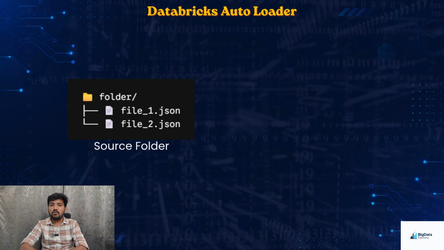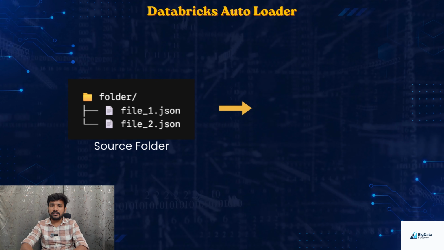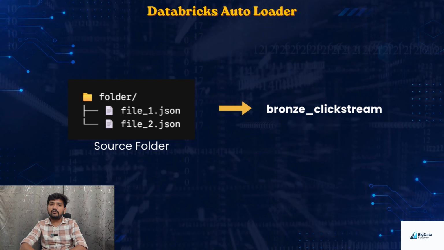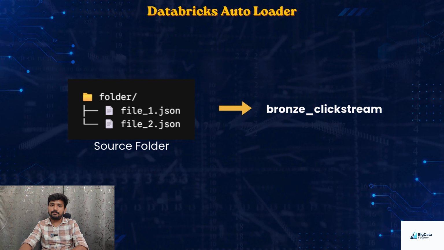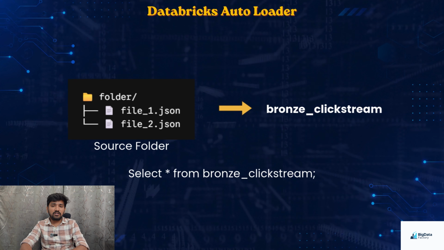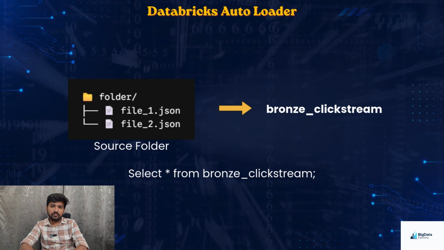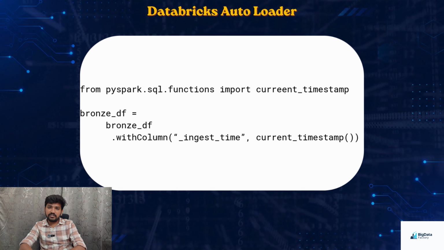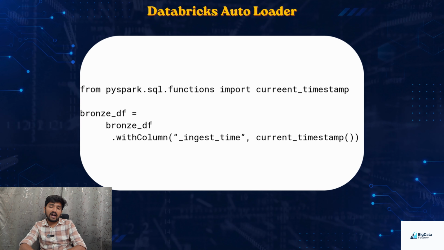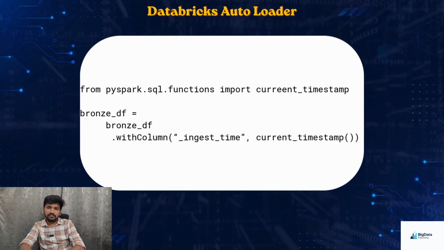Now let's say we run this for the first time. At this point, the raw folder has file1.json and file2.json. Autoloader processes these files and writes them to bronze clickstream. Now if I run select star from bronze clickstream, I should see records from those files. And because this is bronze, I may also add ingestion metadata like current timestamp. This is useful because I can know when the record entered my pipeline. So at this stage, the bronze table is not cleaned business data. It is raw ingested data with some useful metadata. This is the responsibility of bronze.